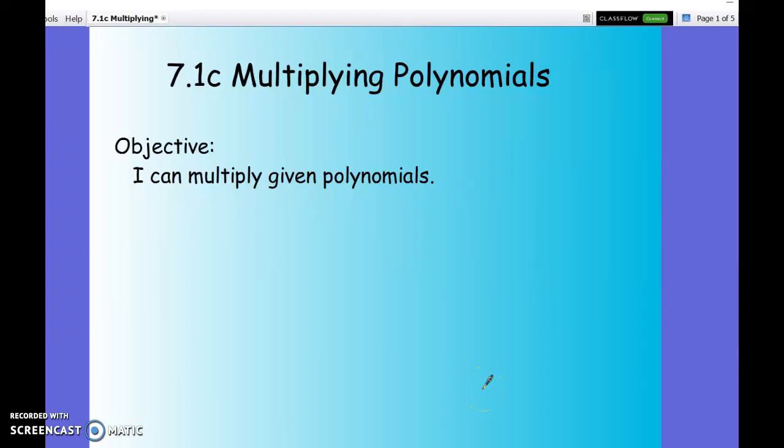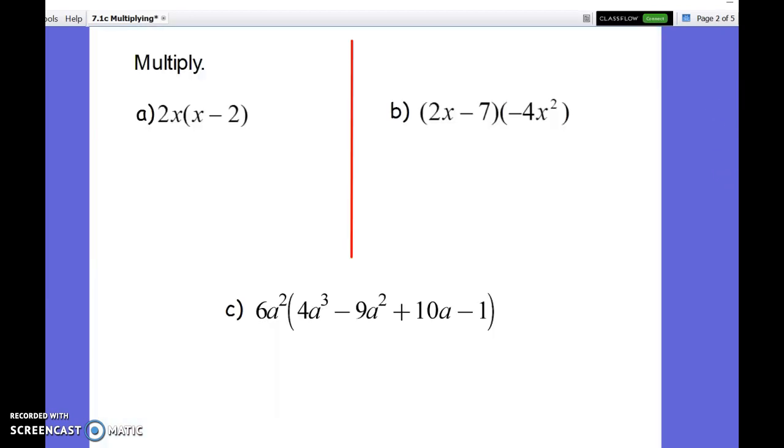7.1c is about multiplying polynomials. So we're going to be using the distributive property quite a bit. All right, so looking at letter A, we've got 2x times x minus 2. All right, so this should look pretty familiar. All we have to do is distribute that 2x that's outside the parentheses to everything inside the parentheses.